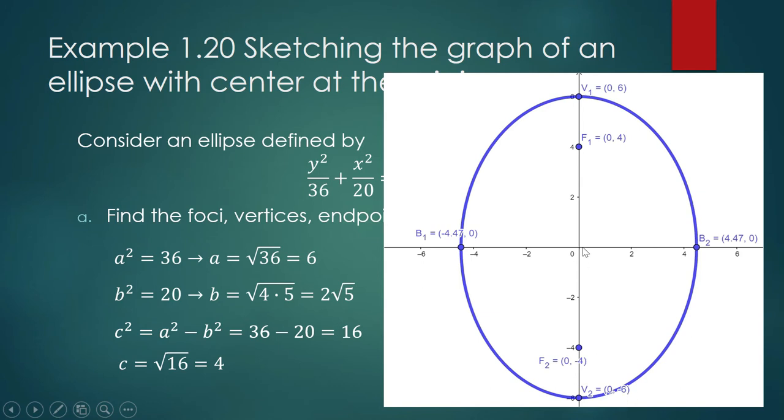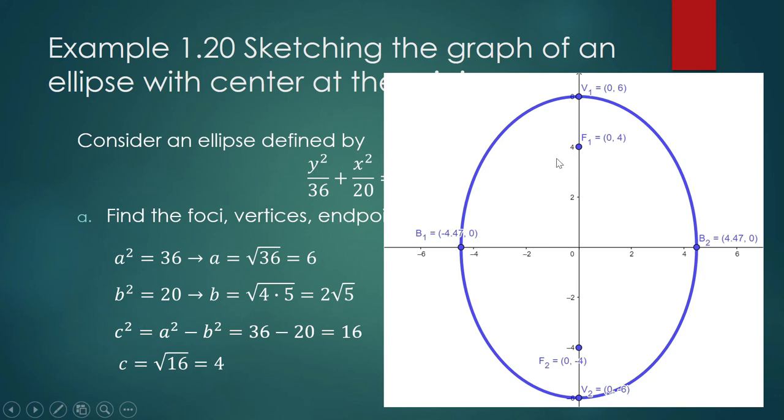How about the endpoints of our latus rectum? No, not the latus rectum, but the endpoints of your minor axis. We shall need b. So b, 2 times the square root of 5, is approximately 4.47. So we add 4.47 to the x coordinate of your center. That's one endpoint of your minor axis. To locate the other endpoint, we subtract 2 times the square root of 5, approximately 4.47. So 0 minus 4.47 is -4.47. So this would be the point. Its coordinates would be this one.